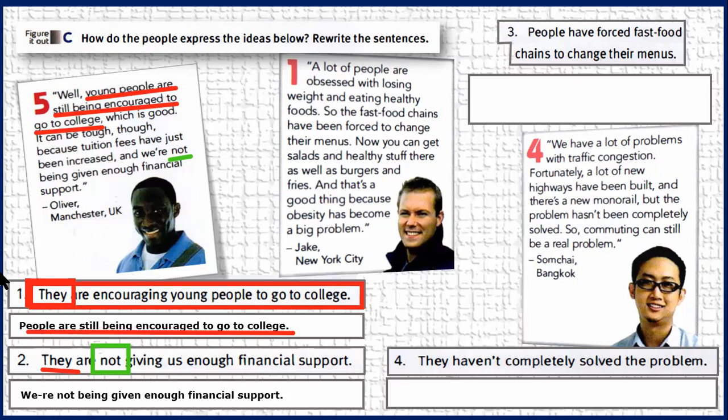People. But Oliver doesn't say they. Yes, he doesn't say they. Right? Here. He doesn't say they. He says, we are not being given enough financial support. Okay? Now, here we have another statement. People have forced fast food chains to change their menus, right? This is a statement, but I want the statement the way Jake says it. So he doesn't say they. What does he say, Arthur?